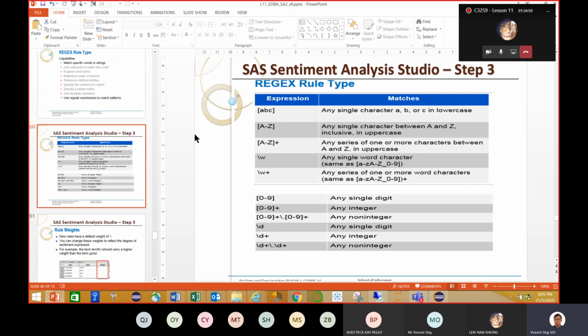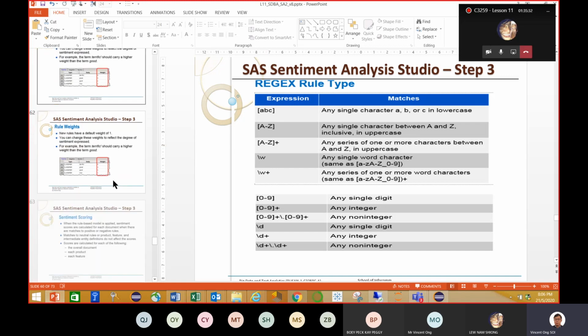So this one here, this is a regular expression, right? Normally I think you've seen it before, right? It's just a way to formulate a certain pattern. So for example, if I put bracket A to Z uppercase, I'm looking for any character between A and Z, uppercase, and so on. Okay. But you don't really have to memorize all these things, right? Only when you need it, then you look it up, right?